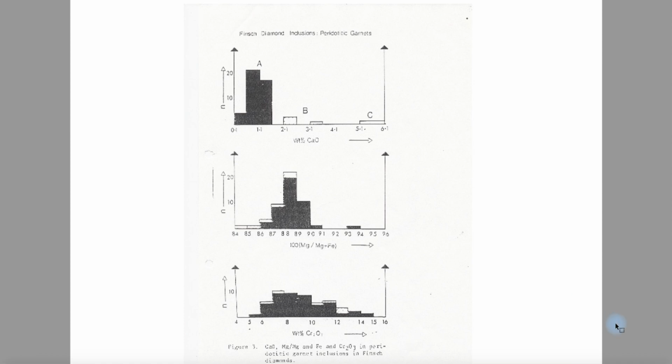And that is now the typical histogram plot of how such peridotitic garnets have to look. You have here the number of the garnets on the y-axis, then A, B, C, and that is just the calcium oxide concentration.